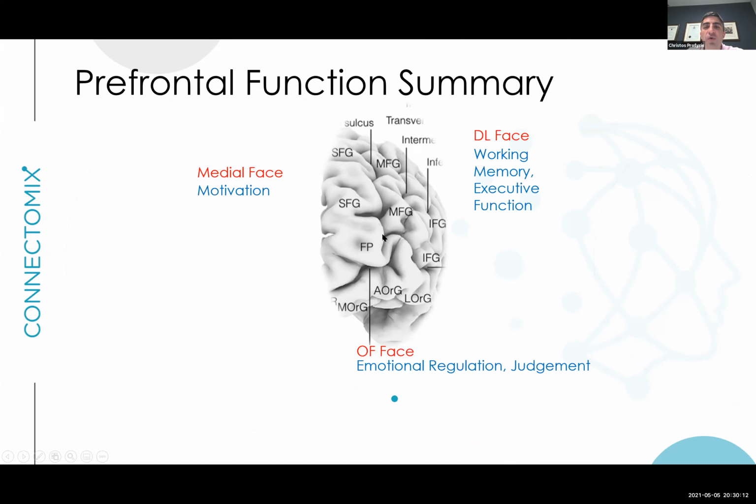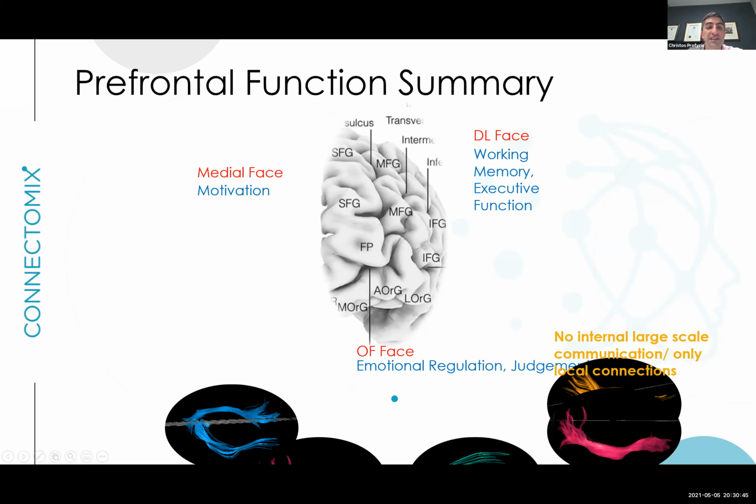So on the whole, the dorsolateral face is responsible for working memory and executive function. And if we think of our central executive network, a lot of the parcellations are situated here. If we look at the medial face, that's responsible for motivation. Again, a lot of the default mode network parcellations are sitting on the medial side. And if we look at the orbitofrontal face, that's responsible for emotional regulation and judgment. So we've got 3 different faces that are roughly doing 3 different things.